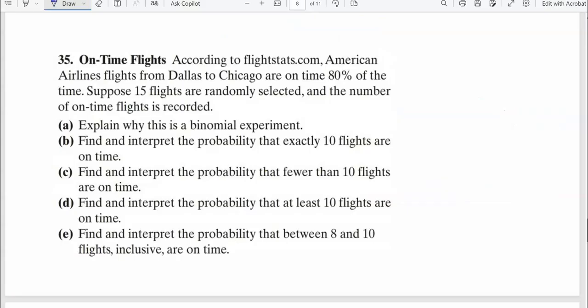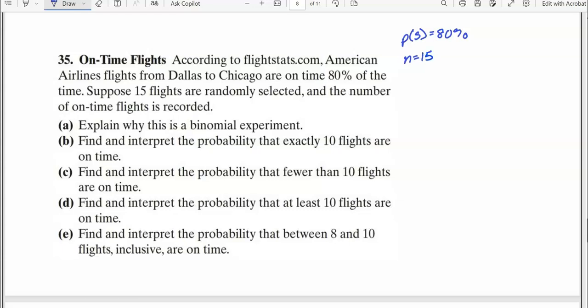So let's look at a word problem. We're looking at on-time flights. American Airlines flights from Dallas to Chicago are on time 80% of the time. So there's your probability of a success. Suppose that 15 flights are randomly selected. We want to find the number of on-time flights that's recorded. A is asking us to explain why this is binomial.